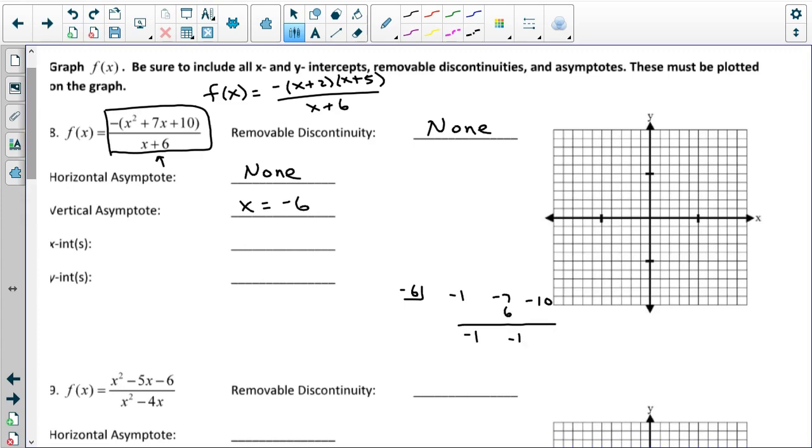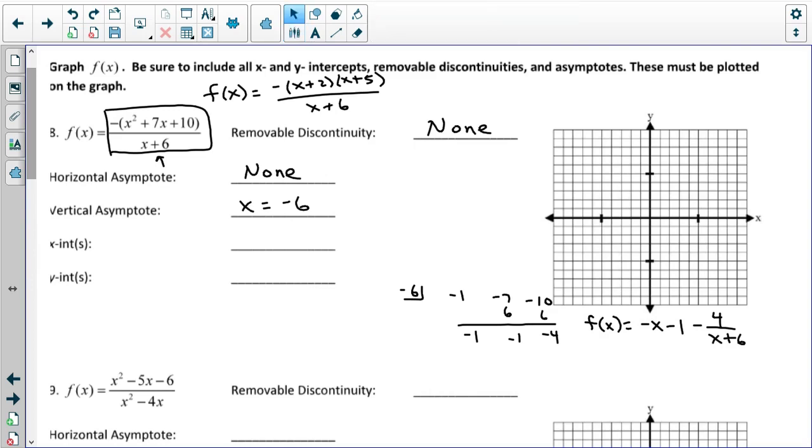And then what I want to do is look at this. So what I have is a remainder of negative 4 after I use synthetic division. So what happens when I divide this out, if I remember back to last chapter, f of x is really equal to negative x minus 1 minus 4 over x plus 6. The oblique asymptote is negative x minus 1.